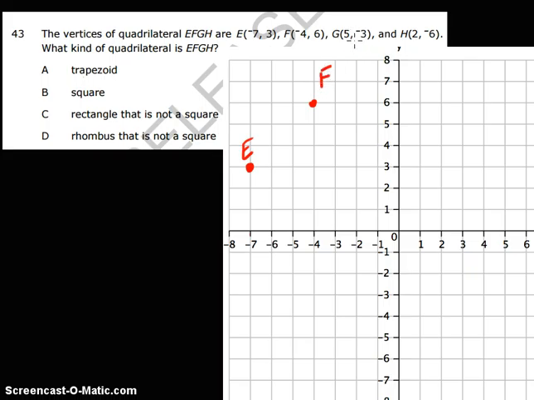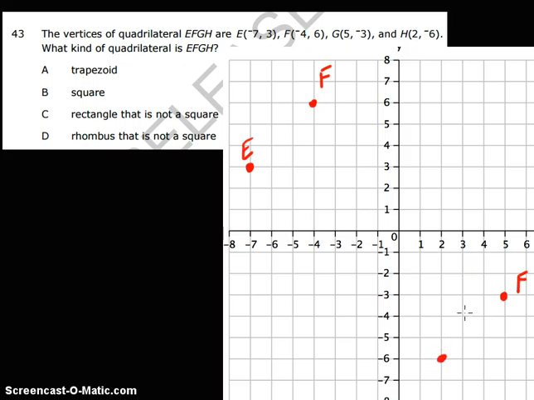And then the next one is going to be G, which is (5, -3). X is 5 right here, and then -3 is right down here. And then the last one is going to be H, which is (2, -6). (2, -6) is going to be right here.